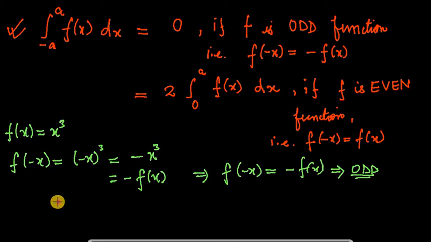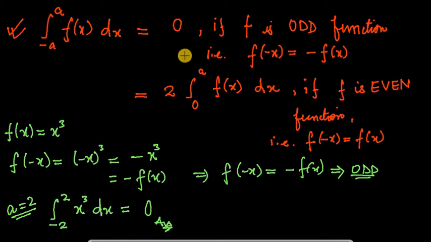So if I say find the integration of this odd function, suppose from minus 2 to 2, the integration of x cube within limits minus 2 to 2, so here a is equal to what? Minus a to a, so minus 2 to 2, so a is equal to 2 here. If we apply this property, we can say since x cube is an odd function, the integral from minus a to a of f(x) dx is equal to 0. So without calculating anything, we can directly say the result is 0.